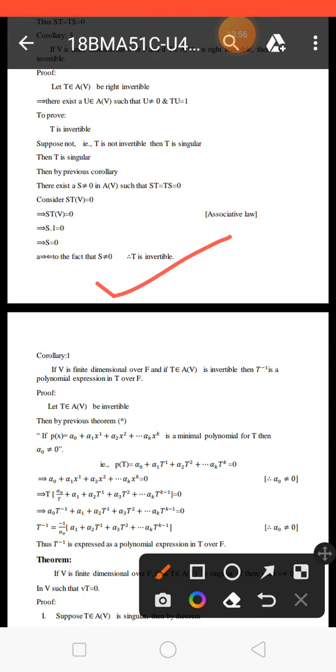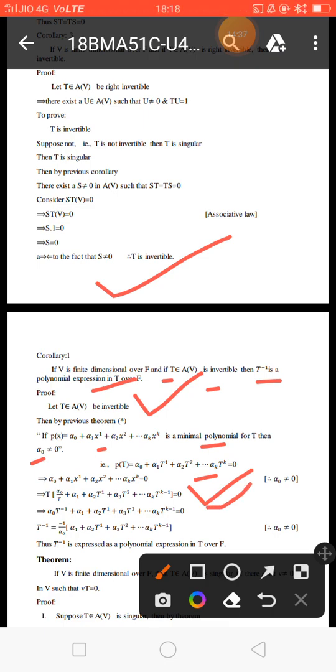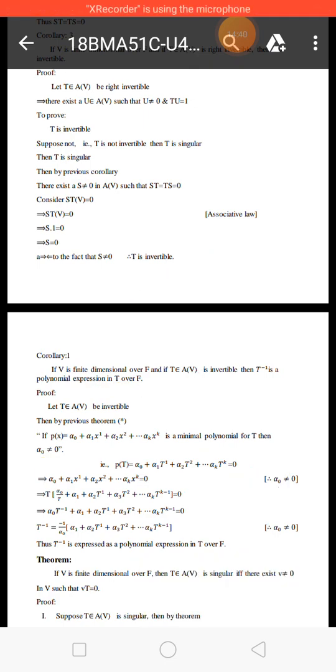Now comes the next corollary. If V is finite dimensional over F and if T belongs to A(V) is invertible, then T inverse is a polynomial expression in T over F. Proof: let T belong to A(V) be invertible, and let p(x) be the minimal polynomial for T, then p(T) = 0. If we take T common in alpha 0 plus alpha 1 T plus alpha 2 T squared and so on, this will become alpha 0 T inverse equals 0. Then T inverse equals minus 1 by alpha 0 times the rest. So this is the T inverse expression.